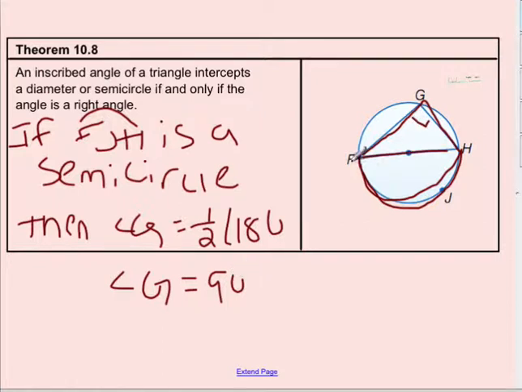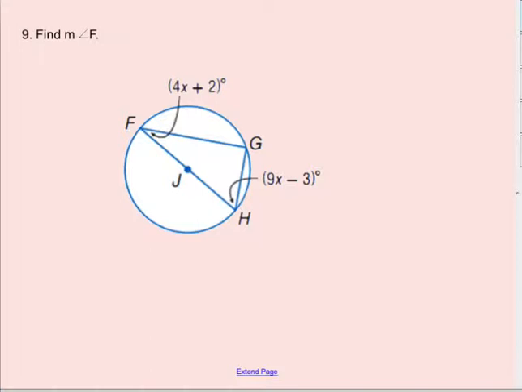You'll notice now that here I have a right triangle. So you're going to be using those right triangle properties to apply algebra and so forth with circles. So let's take a look at an example with a right triangle. Find the measure of angle F.